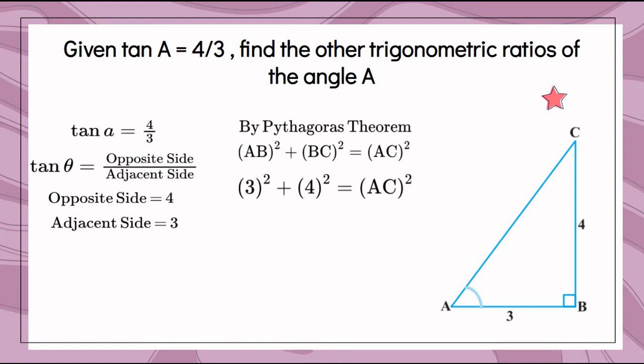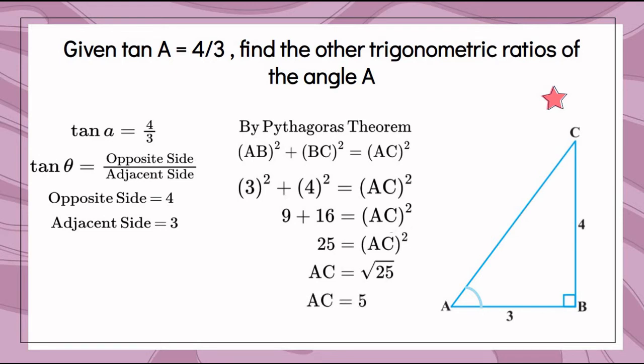3 square plus 4 square is equal to AC square. So 3 square is 9 and 4 square is 16. So 9 plus 16 is equal to AC square. 9 plus 16 would be just 25. So AC square is equal to 25. And if we take root on both sides, we are going to get AC is equal to root 25, because on the AC side, the square and root get cancelled. On the 25 side, we are just left with root 25. So we know that 5 square is 25. So AC's length would just be 5. So we have also got the length of AC.